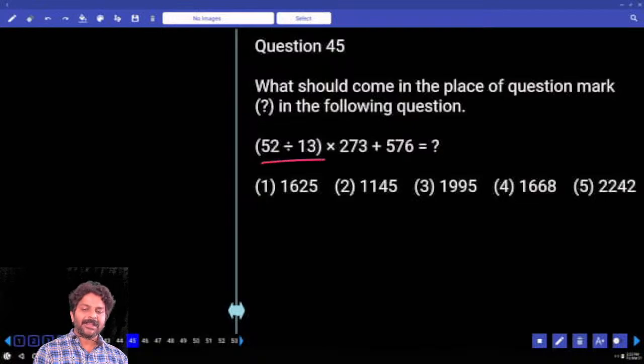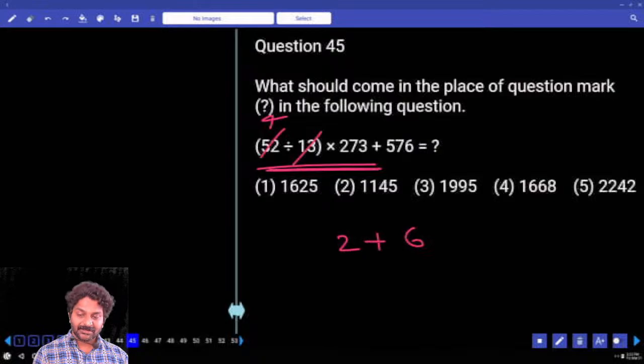Right. This number is multiplied with 273. In the denominator, the number inside the bracket. What is the denominator? 13. How many times? 4 times. This number is ending with 4, into 273. This fellow ends with, the other number ends with, the answer ends with. Over.